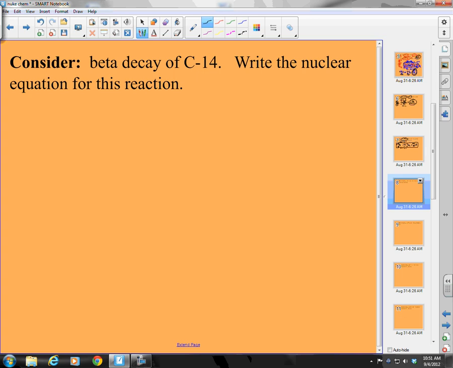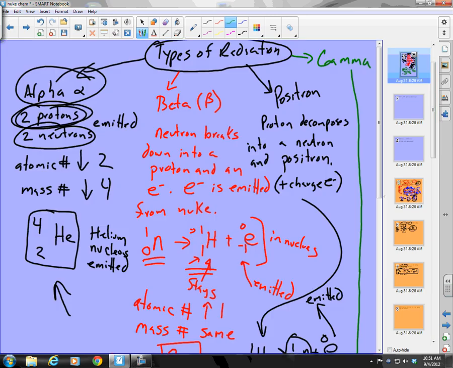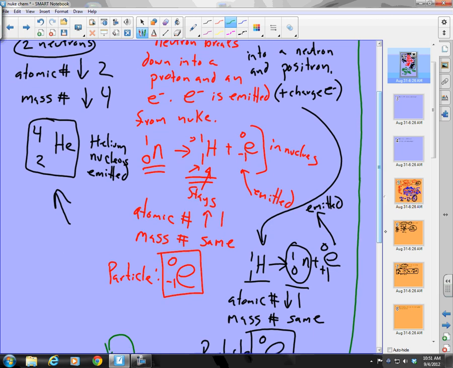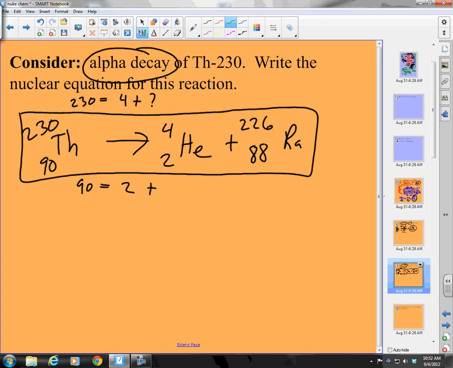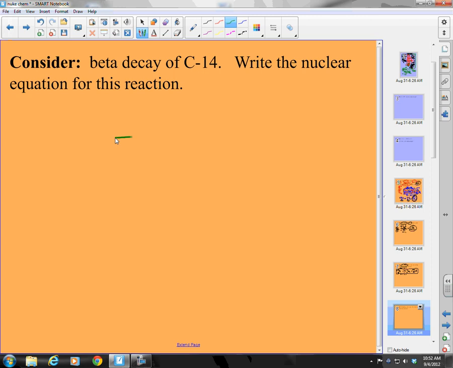Beta decay. Okay, what's beta decay? Let's go back, look at our notes. Beta decay. Well, here's beta decay, right? And what do we know about it? I have a neutron, which becomes a proton, and an electron. The electron is emitted out. What particle do I use? I use this guy to represent beta decay in my nuclear equation. So let's use that. Beta decay of carbon-14. I spit out a beta particle. We said it's e, 0, minus 1. What do I start with?